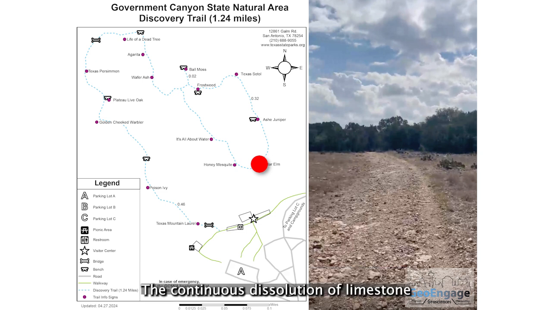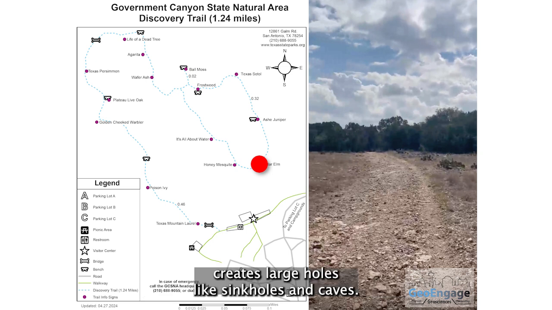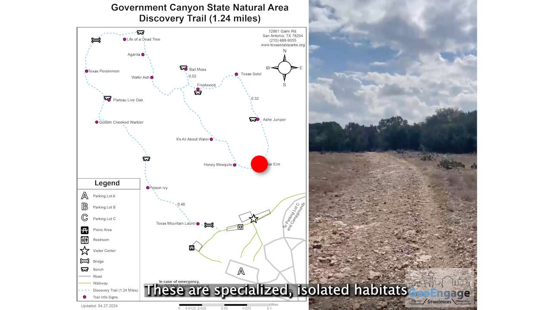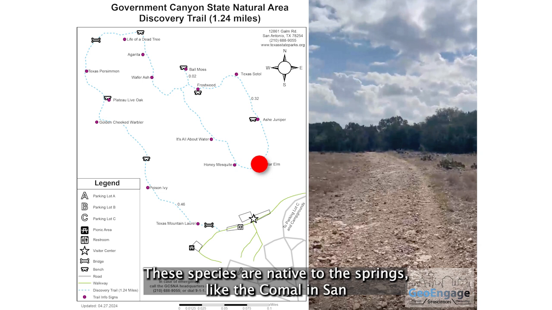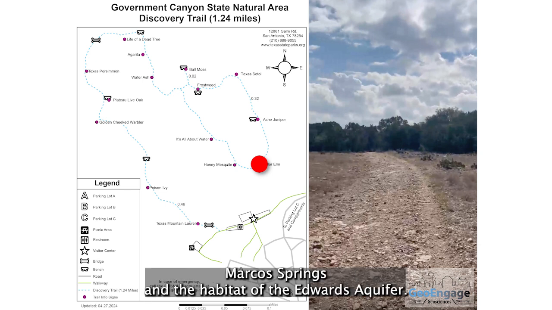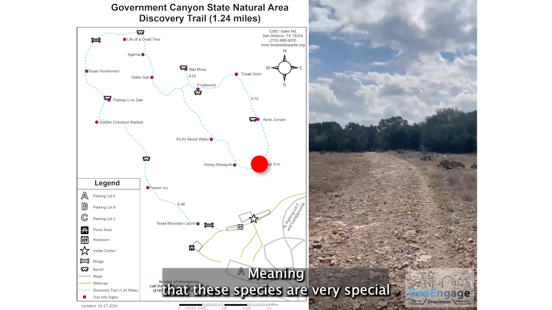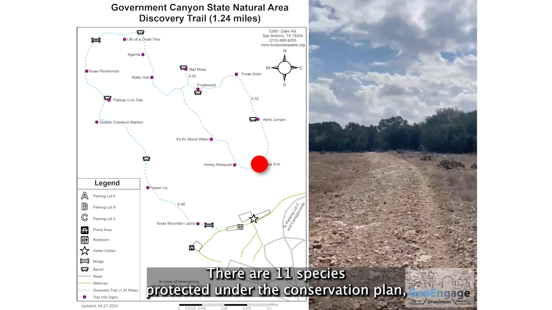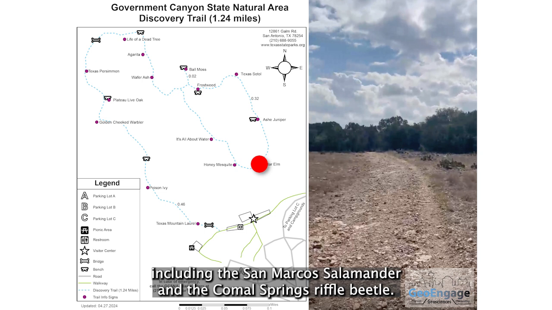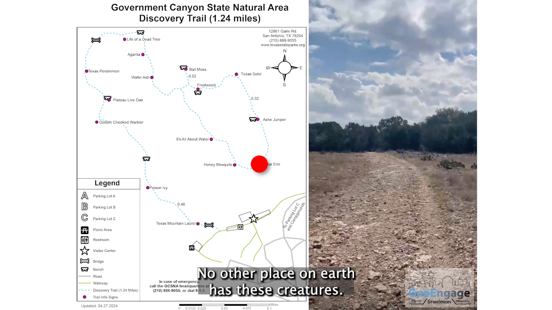The continuous dissolution of limestone creates large holes like sinkholes and caves. These are specialized, isolated habitats that host unique types of living organisms. These species are native to the springs, like the Comal and San Marcos Springs, and the karst habitat of the Edwards Aquifer, meaning that these species are very special and can only be found in these sensitive, unique environments. There are 11 species protected under the conservation plan, including the San Marcos salamander and the Comal Springs riffle beetle. No other place on Earth has these creatures.